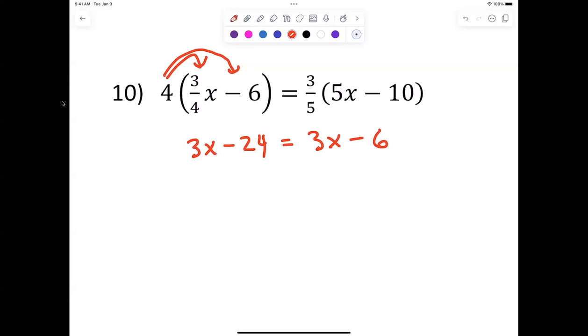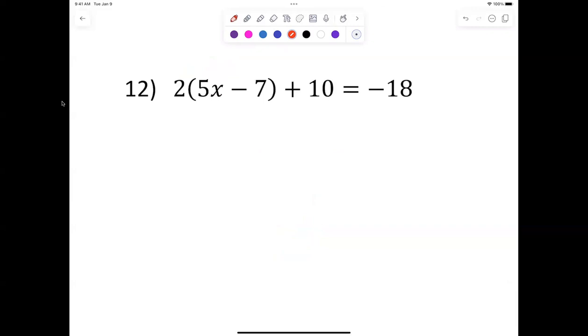Now I'm hoping, again, everyone looks at that and says, what? No solution. No solution. Agreed? All real numbers is if it would be 3x minus 24 equals 3x minus 24. If it's an identity, x equals x, all real numbers.